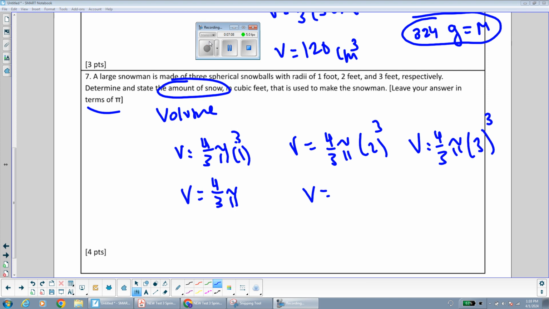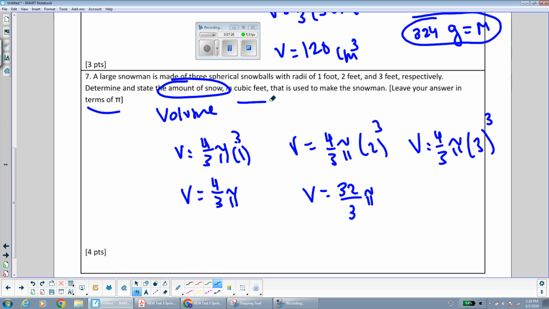And it gives me a really long decimal, but if you hit math, enter, enter, it will change it to you as a fraction in lowest terms. So as a fraction, that is 32/3 pi cubic feet. These are all in cubic feet because all the measurements were in feet.